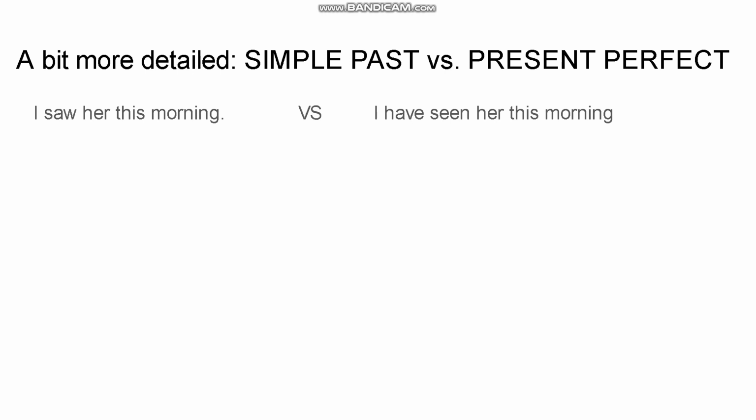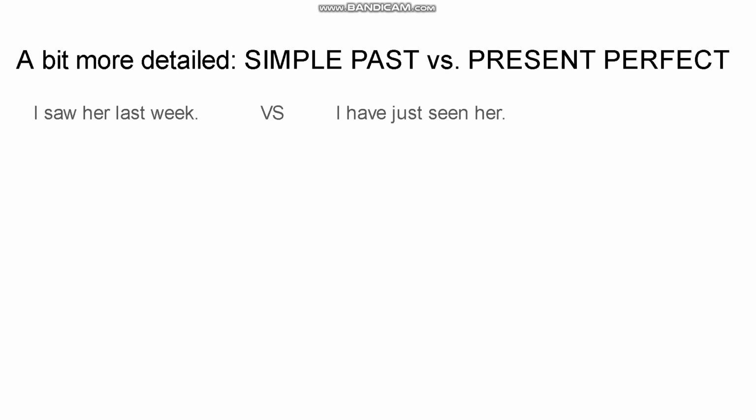But the difference here is that in the first sentence, I saw her this morning, if you say it like that with a simple past, that means that this morning is over. If you say I've seen her this morning, that means that it's still morning. So that's the link it has with the present. If it can help you remember its basic rule. Whereas morning is over, there's no more link between morning and now. That's easy, I think.